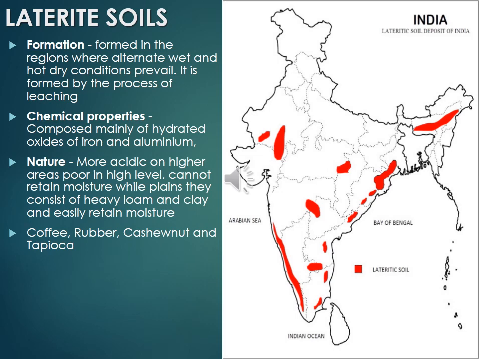Chemical properties. Laterite soil is composed mainly of hydrated oxides of iron and aluminum.